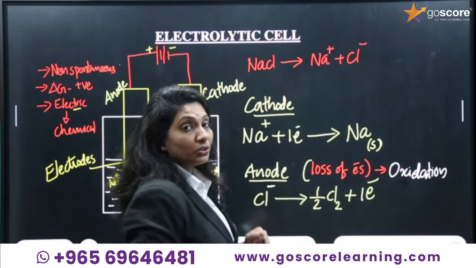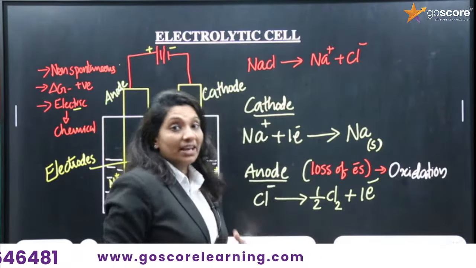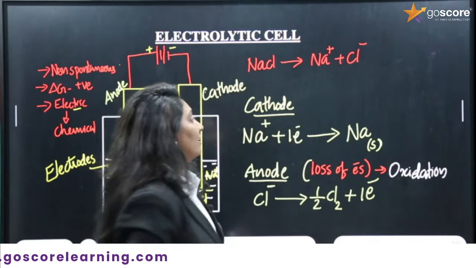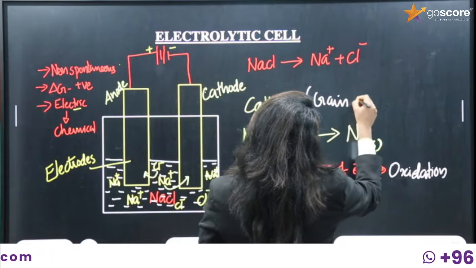And what about the cathode? At the cathode, the Na+ ion is gaining or accepting an electron. The gain of electrons is reduction, right?